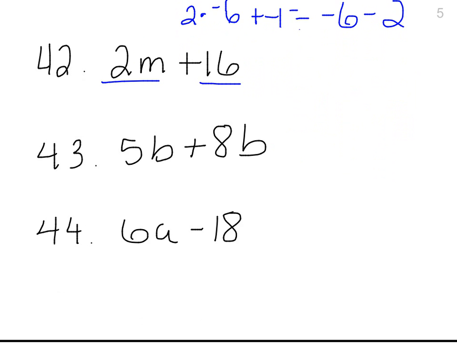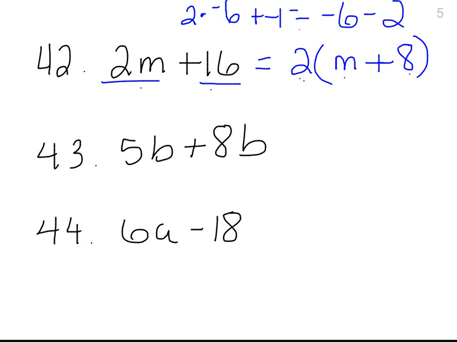2m and 16 have a 2 in common, so I'm going to take the 2 out and put a parentheses. Then I'm going to take out the 2 from the 2m, and that leaves me with m. Take out a 2 from the 16, it leaves me with 8, because remember we're dividing when we take it out. If we were to do the reverse and use the distributive property, we'd say 2 times m is 2m, and then 2 times 8 is the 16.